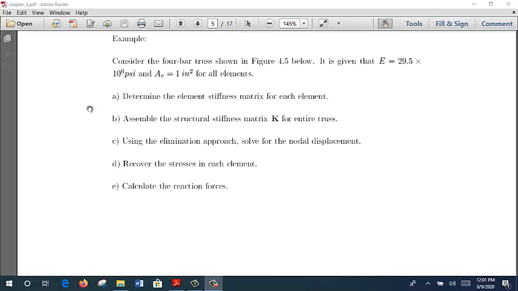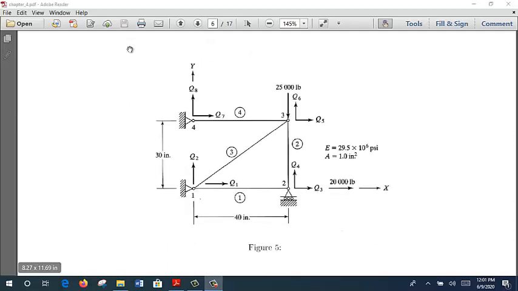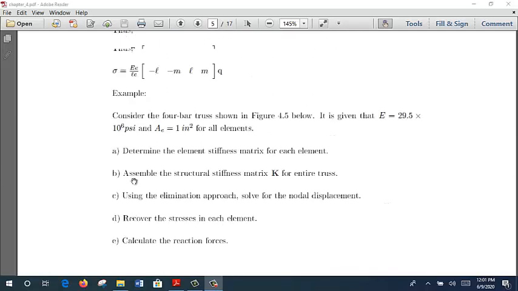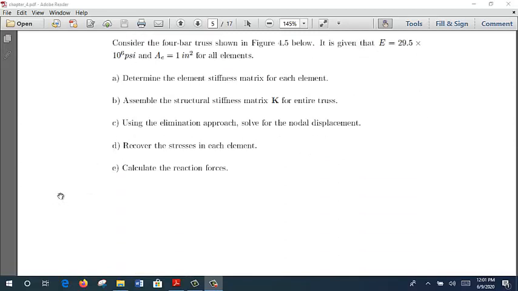Okay, for example, consider the 4-bar trusses shown in figure 4.5 below. So this is your problem. So you have your 1, 2, 3, 4 bar. Okay, correct. So figure 4.5 is given to you, your E and also your cross-sectional area for all elements.